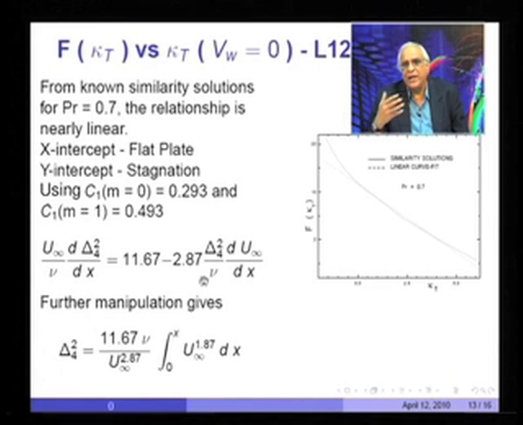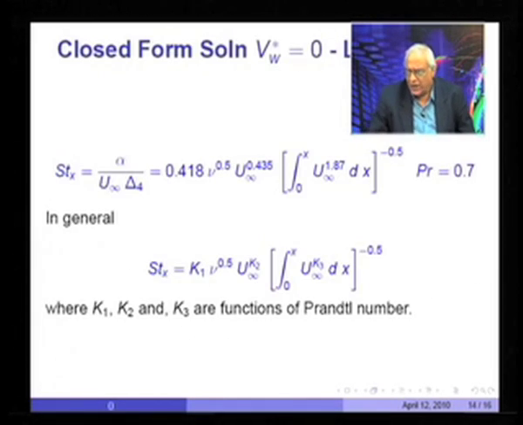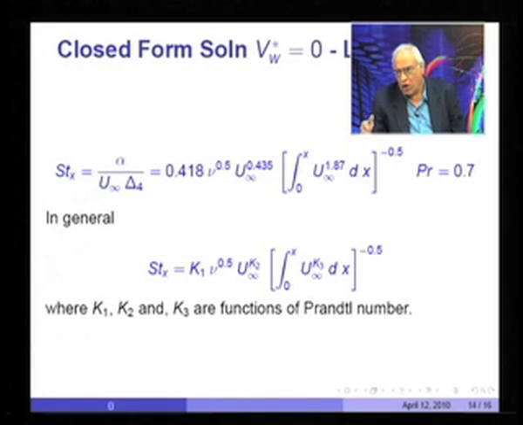If I had chosen any other Prandtl number, I would get both these constants to be somewhat different, and therefore I can generalize and say that Stanton x is k1 nu 0.5 u infinity k2 integral 0 to x u infinity k3, where all these are functions of Prandtl number. This is something you can do by yourself, because you already have the similarity solutions available to you for different Prandtl numbers, for m equal to 0 and m equal to 1, and you can generate the solution.